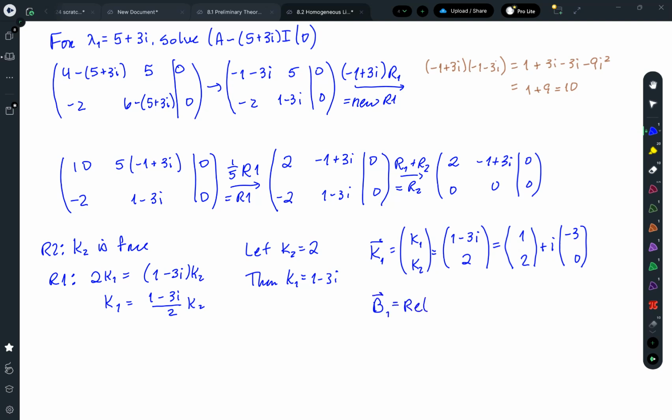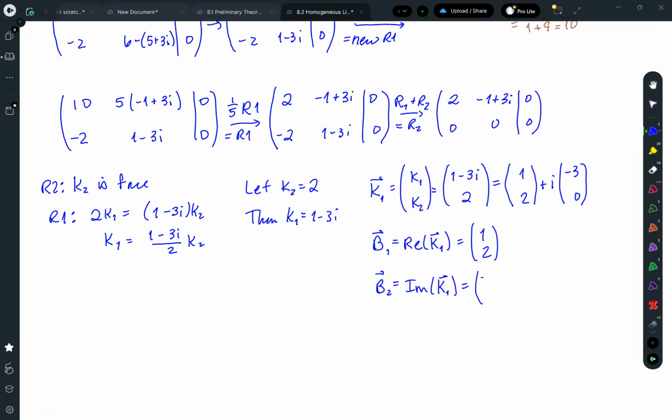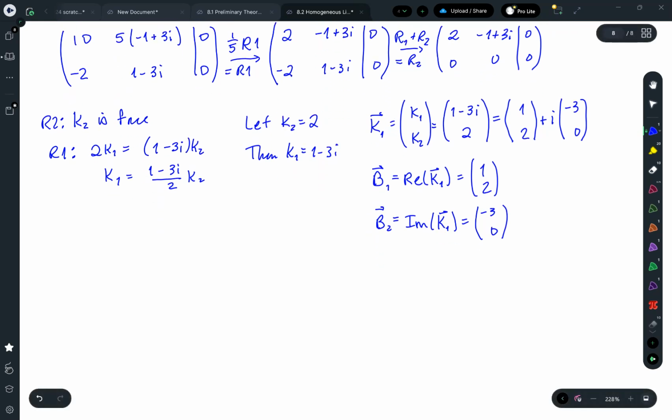So I've broken it up, and then I can say that the B1 vector is going to be the real part of the K1 vector, that is equal to the vector with components 1, 2. The B2 vector is equal to the imaginary part of the K1 vector, and that is going to be the vector that has components negative 3, 0. Okay? And now that we've identified those two pieces, we can form our solution.